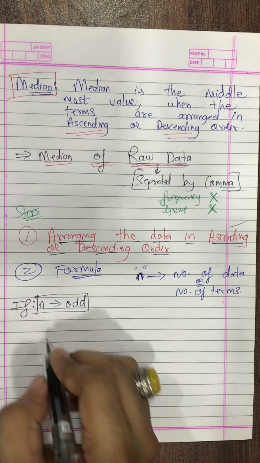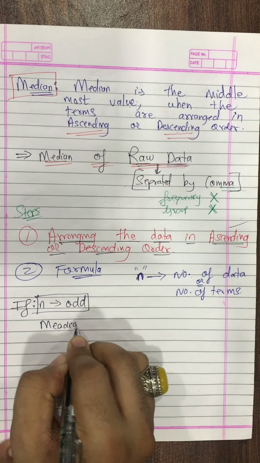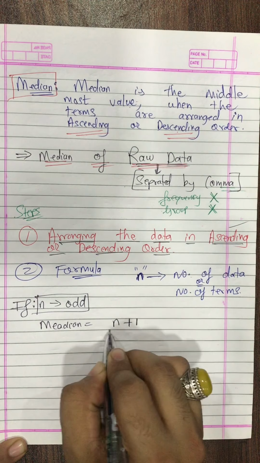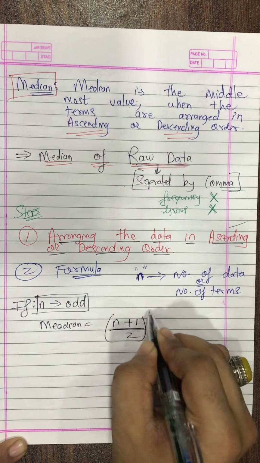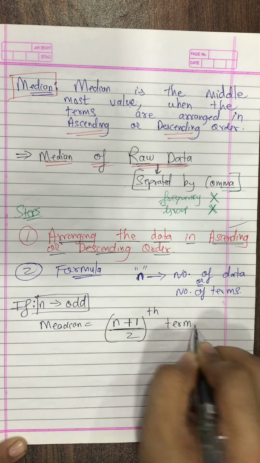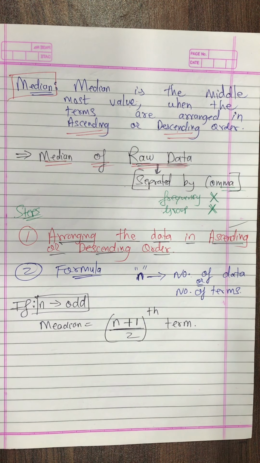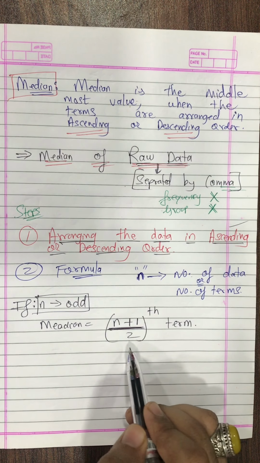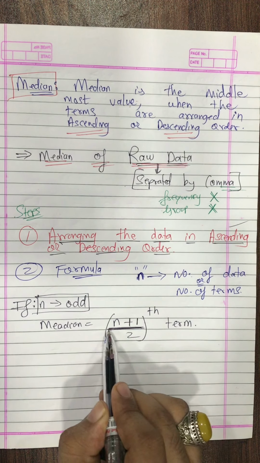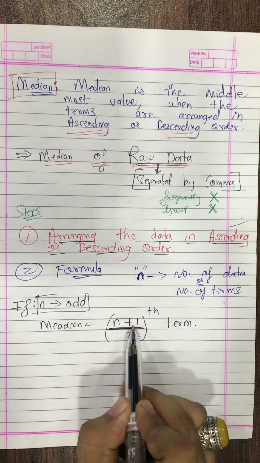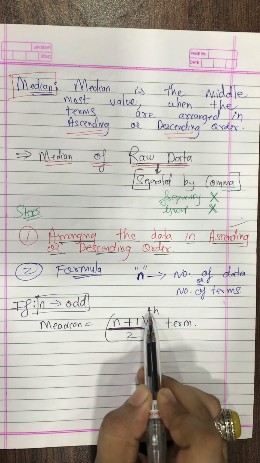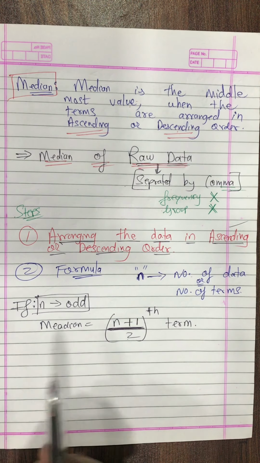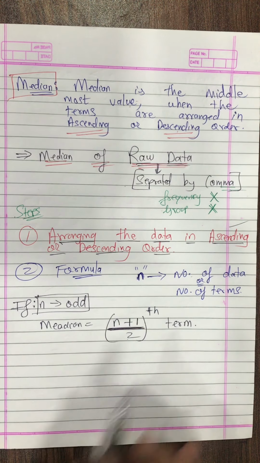So what's the formula of median? Median is the n plus 1, the whole upon 2, th term. Pay attention. Deliberately, there is something, that's the reason I'm highlighting this so much. n plus 1, the whole upon 2, th term. Whatever answer comes will be the number of the term. Then we'll start and see how to do it in the question.